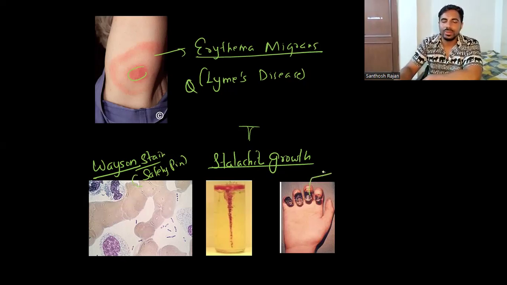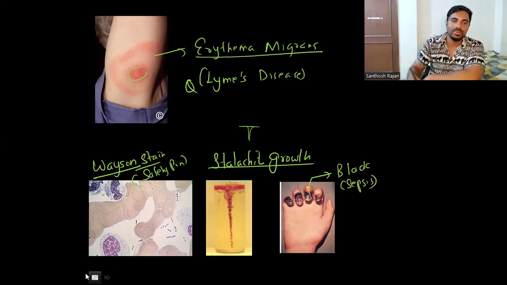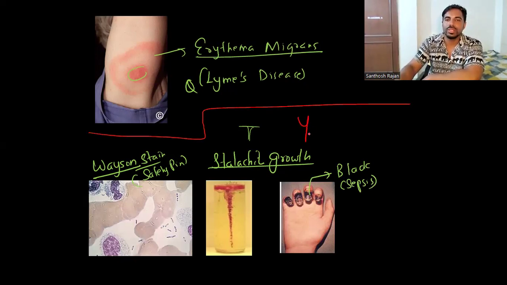And then here is the black death, that is sepsis, this necrosis of the finger because of the sepsis. So this type of things come. So what is the disease you're going to think? Of course, automatically you're going to think Yersinia pestis, which causes the plague. Yeah, you call it the black death.